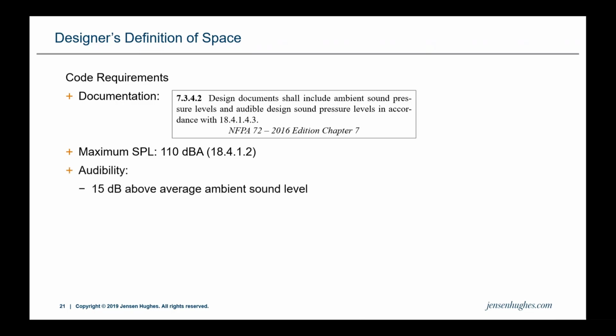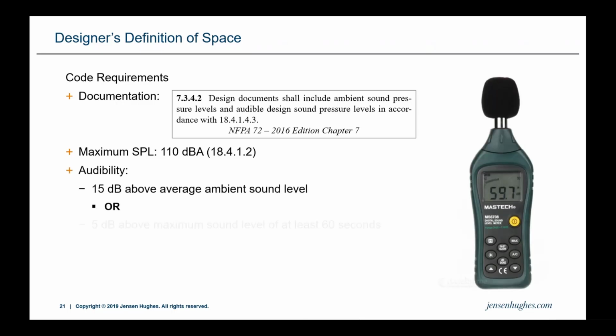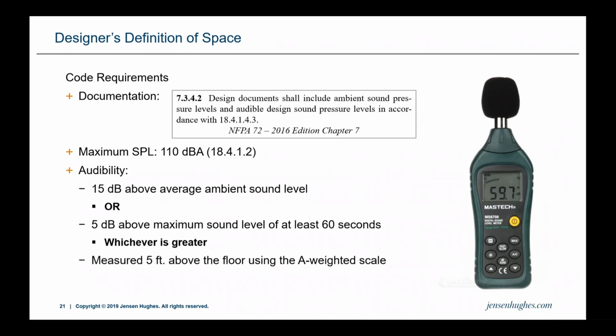Then we have audibility requirements. Now, it's important to understand audibility is how loud is it? So audibility has some rules. We have to be 15 dB above the average ambient sound level in that room, or 5 dB above the maximum sound level of at least 60 seconds, whichever is greater. So again, think of that mechanical room that has an air handler that's producing an ambient sound pressure level of 70. We need to be above that, or maybe it's producing 90 and we need to be above that. So again, 15 dB above the average ambient or 5 dB above the maximum, whichever is greater.